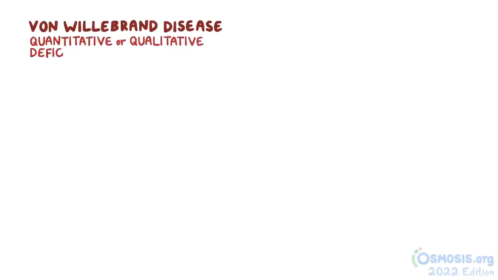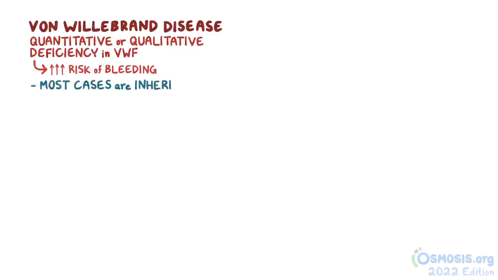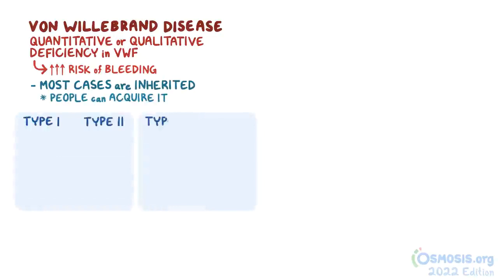All right, as a quick recap, in von Willebrand disease, there is a quantitative or qualitative deficiency in von Willebrand factor, which increases the risk of bleeding. Most cases of von Willebrand disease are inherited, even though people can acquire it later in life. Inherited von Willebrand disease is classified into three main types, which are type 1, type 2, and type 3.